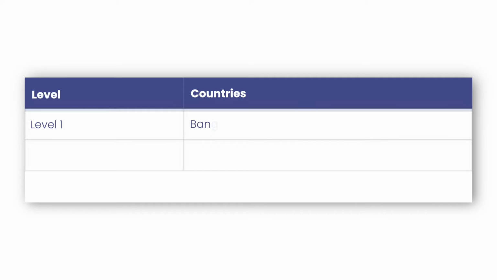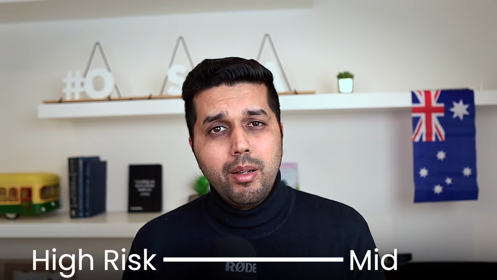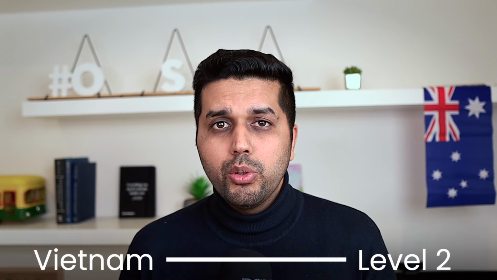So if you see level 1, we have Bangladesh and Sri Lanka now in the level 1 category. Level 2, you see India, Bhutan, Vietnam, China, and Nepal. In level 3, we got Fiji, Philippines, and Pakistan. Previously, some of these countries were in a different level. For example, India was in level 3. It has moved up to level 2 now, which means it has gone from a higher risk to medium risk. So has Vietnam, which was level 3, it has moved up to level 2. However, surprisingly, China has moved from level 1 to level 2. So these are the reported changes in terms of the level of the countries.